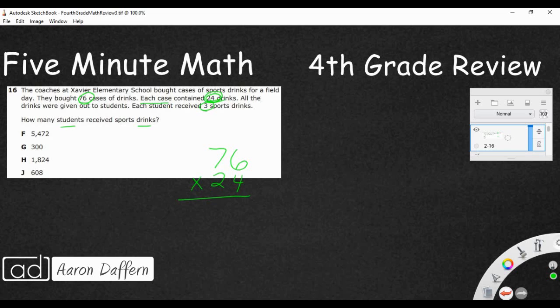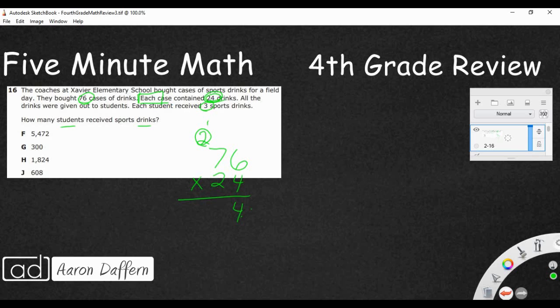This "each" lets me know we're going to multiply here. So let's do a little 2-by-2 multiplication, something we learned for the first time in 4th grade. 4 times 6 is 24. Bring that 2 over here because we can only put 1 digit in the ones place. I'm going to take that 2 and put it above the 7 because the 7's in the tens place. So there's my 24 right there.